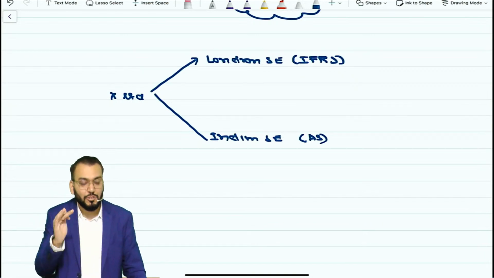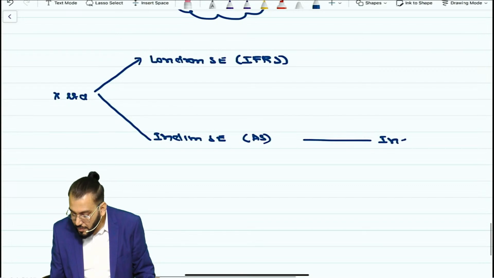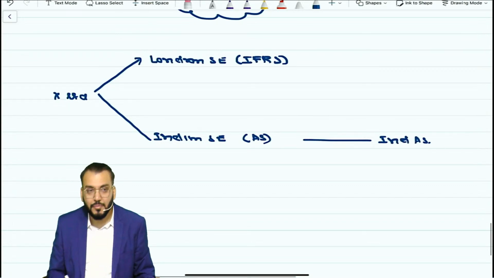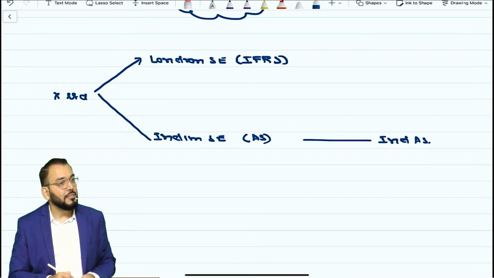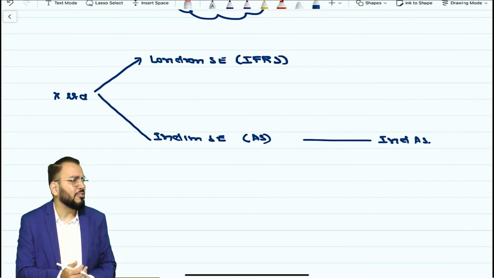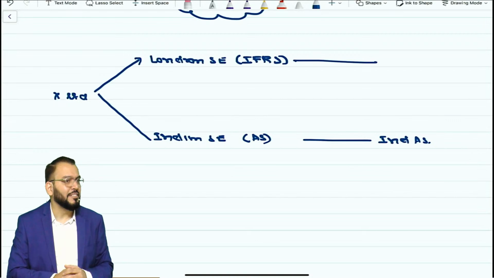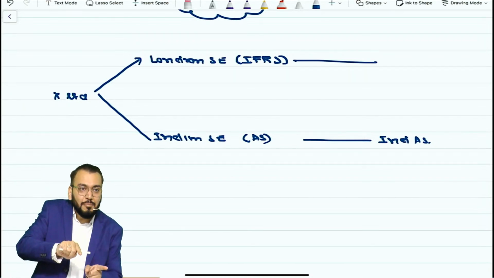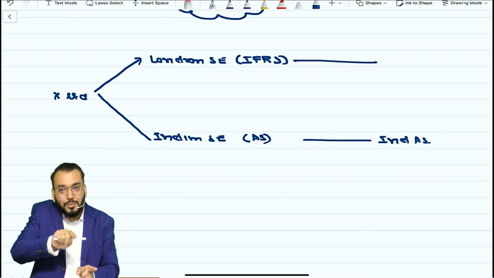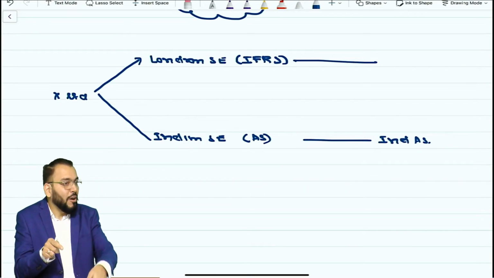Correct now. Now suppose Ind AS is applicable. After some time, Ind AS is applicable. Quite possible. Now whether this company can say that we are already preparing our financial statement based on IFRS, so there is no need to prepare financial statement based on Ind AS, and will continue this. Whether they can say like this? No. So IFRS cannot be substituted for Ind AS. This point have you understood?